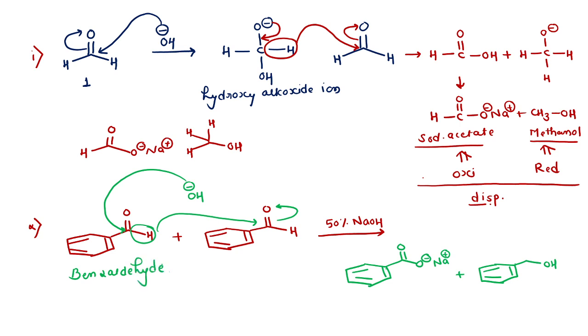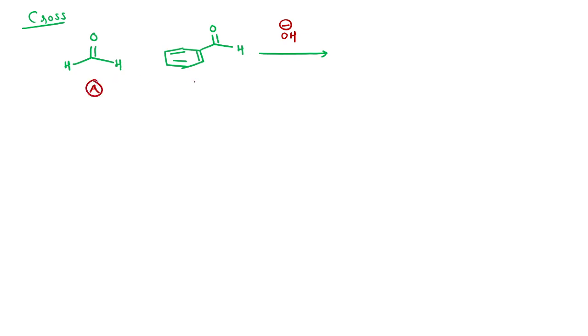Now there is no issue because one molecule will undergo oxidation and one molecule will undergo reduction. But if you go for a cross reaction, for example, you have formaldehyde and benzaldehyde, this is an example of Cross-Cannizzaro. Now the question comes: this OH minus will attack first on which molecule, A or B? This is A and this is B.